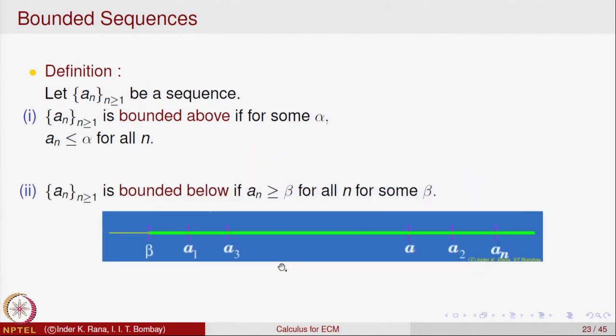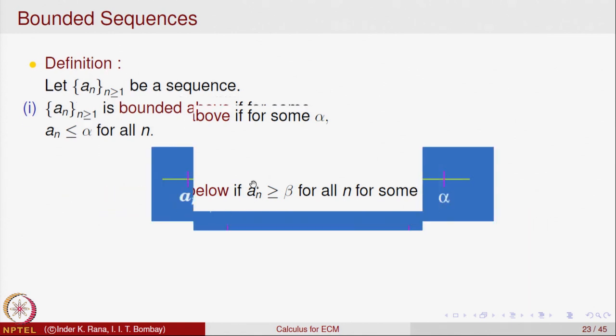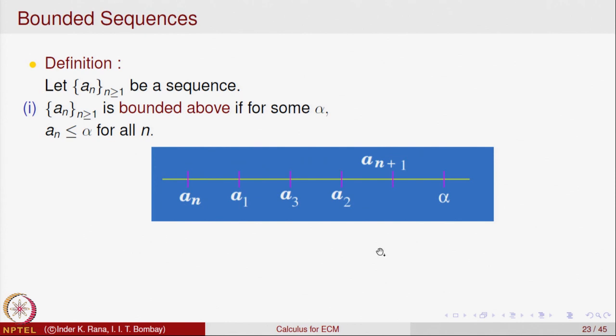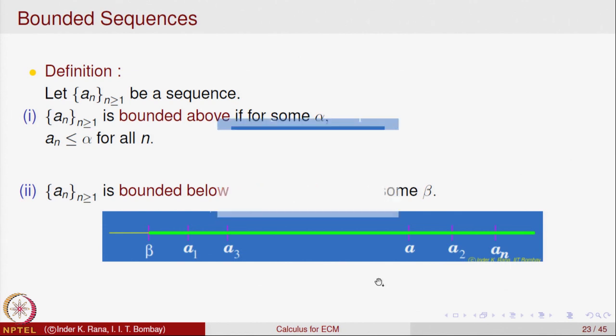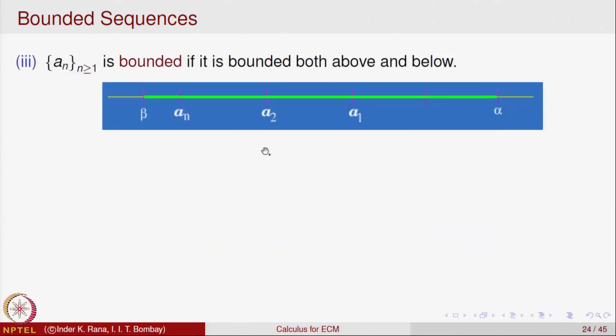And similarly, we will say a sequence is bounded below if there is a number beta so that all the terms of the sequence are on the right side of it. So, a n is bigger than or equal to beta for all n, then we say a n is bounded below. So, bounded below is a barrier on the left, bounded above is a barrier on the right. If a sequence is both bounded above and below, we say it is a bounded sequence.